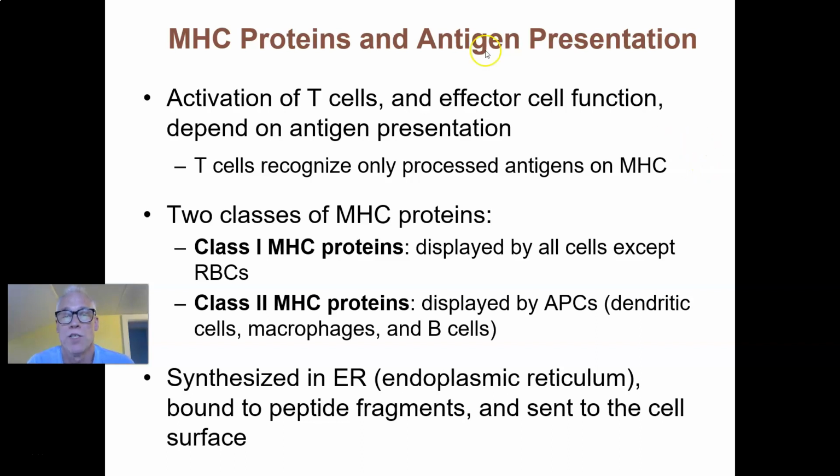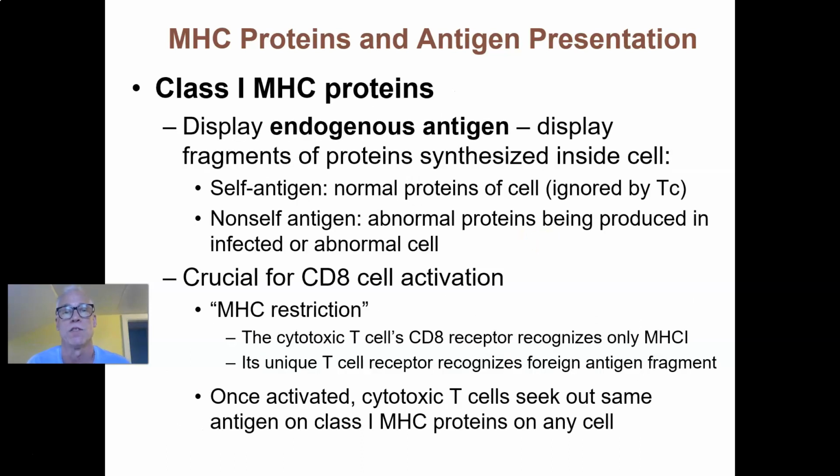These complexes are synthesized in the endoplasmic reticulum of the cells and then bound to these peptide fragments, and we'll say where those fragments come from, the antigens, and then sent to the surface of the cell. So the cell is now decorated with these MHC complexes with antigen fragments inserted into the surface. So class 1 MHC proteins, where do they get their antigen? Well, they express what are called endogenous antigens. Antigens of proteins that are coming from inside the cell, either in the process of replicating an infecting virus or a bacterium that's living inside that cell.